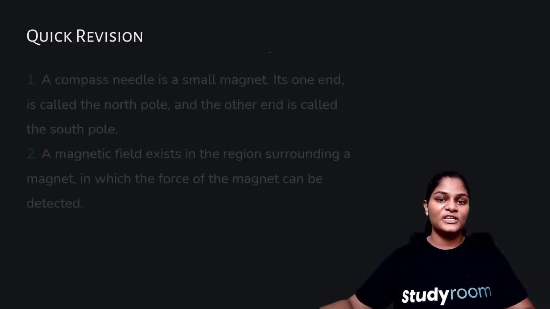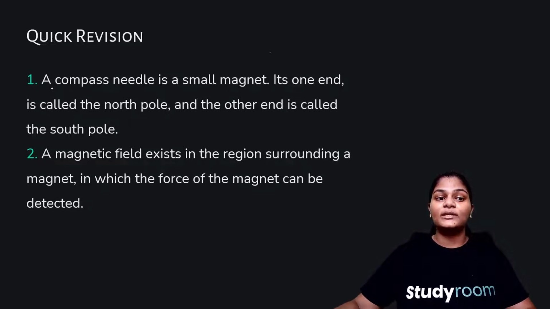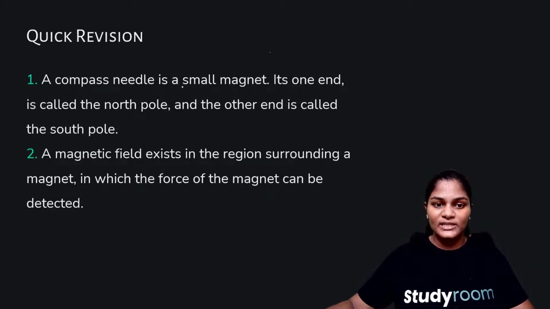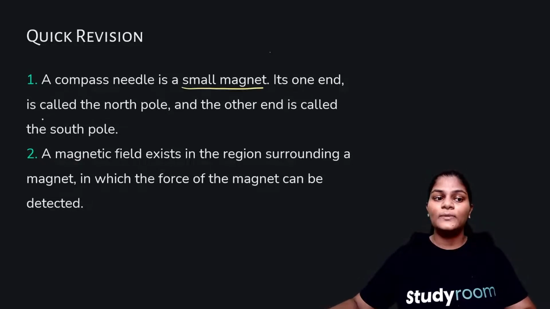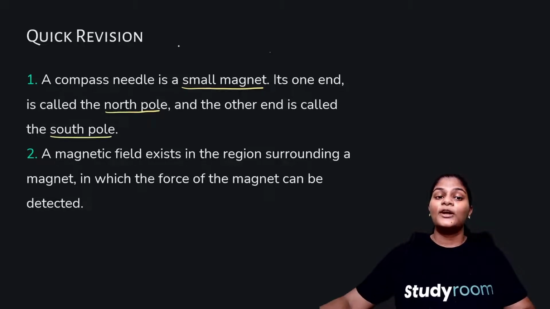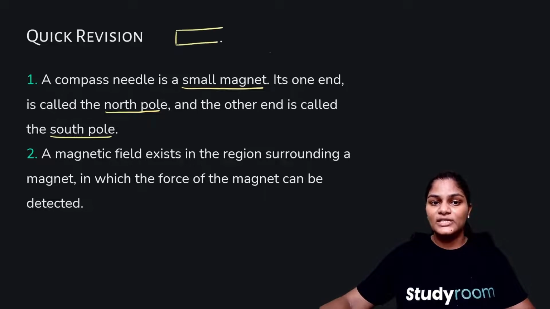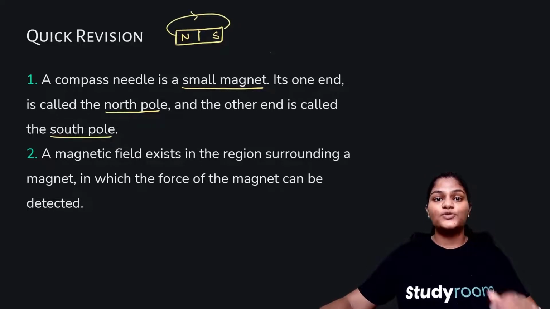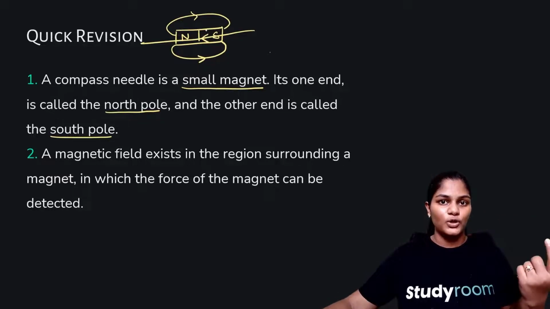Okay, so what does the first point say? The first point says that a compass needle is a small magnet. Its one end is called the North Pole and the other end is called the South Pole. Before this, you had learned that there is this object known as a magnet, which has a North Pole and a South Pole. Then we learned that there are these lines, which we later learned are magnetic field lines, which outside the magnet go from North to South Pole, and inside the magnet they go from South Pole to North Pole.